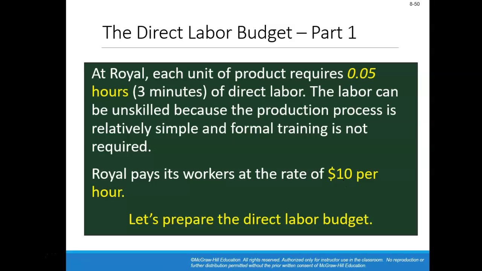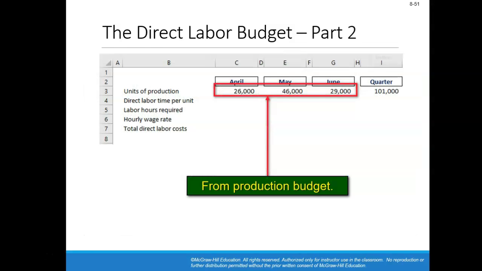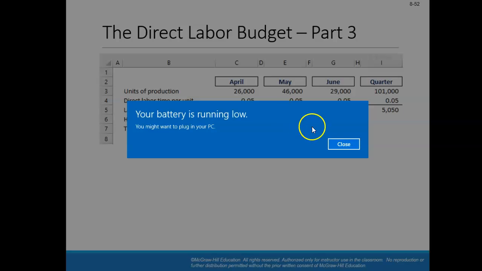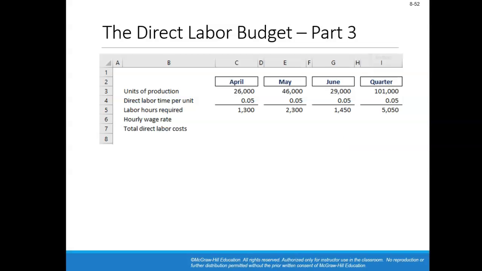Now, I know what you're saying, that we're fighting for an average of $15 as the minimum rate of pay. I understand, but we haven't got there yet, right? So as of right now, we're only paying these employees $10 per hour. So let's take a look at our production budget. This is showing how many units we plan to produce each month in the second quarter. Remember, the actual amount of time is 0.05 hours to make one unit. So this is showing the amount of labor hours required each month to produce these units.